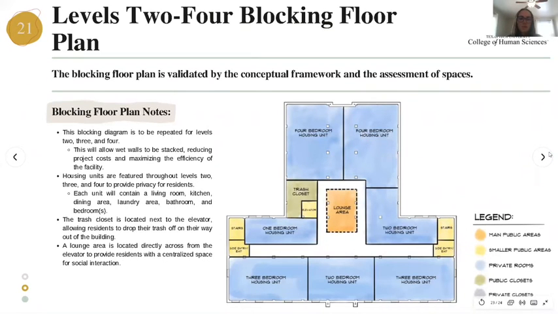The levels 2 through 4 blocking diagram is to be repeated for levels 2, 3, and 4 of the facility. 4, 3, and 2-bedroom housing units are the primary housing unit types to support the previous findings. A lounge area provides residents with a centralized space for social interaction. The trash room is located next to the elevator and allows residents to conveniently throw away their trash while they are on their way out of the facility. Stacking this floor plan will allow the wet walls to be stacked, thus reducing project costs.